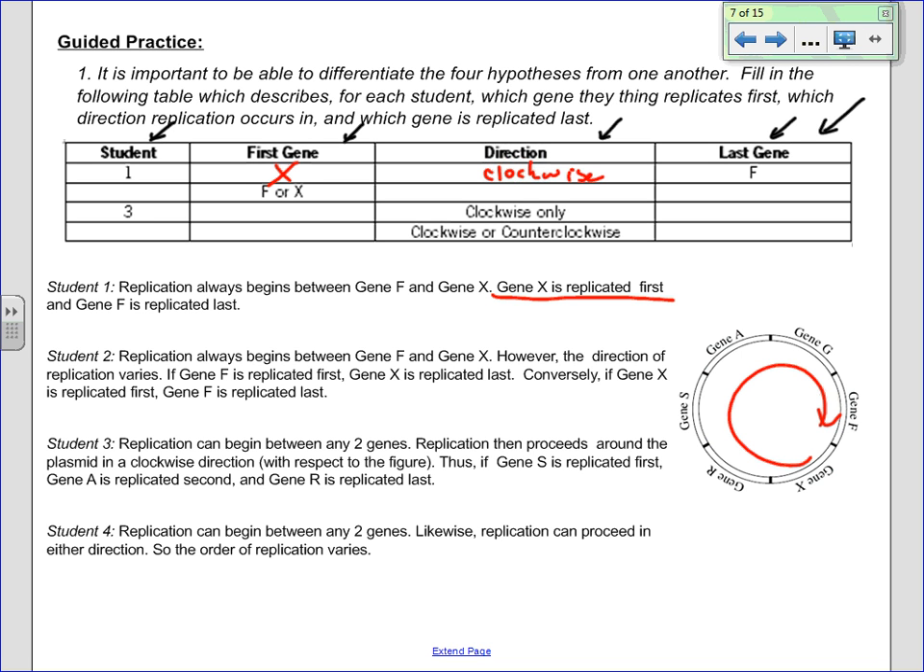All right. Now, if we go to the next one, this part really should do that trick because student 2. Student 2 says that it can start at either F or X. Which way will it go? Nice. It can go either way. All right, so how you want to write this is up to you. I think I wrote it as clock or counter. All right, now what we have to see here is that they do tell us where it has to start. This one says it has to start between F and X.